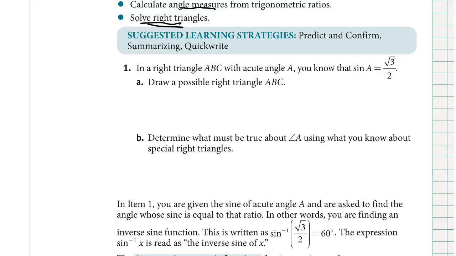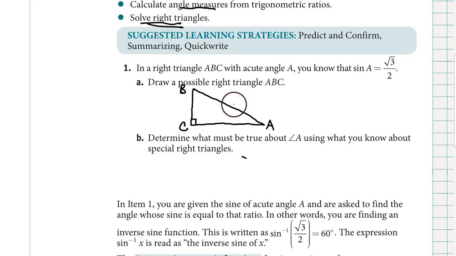So question 1, in right triangle ABC with acute angle A, you know that sine of A is the fraction the square root of 3 over 2. Draw a possible right triangle ABC. So let's draw a right triangle in the spot. Here's the 90-degree angle. We're told that one of the acute angles is called A. I'm going to choose to put that here. And then I'm going to put the letter B here and put the letter C here.